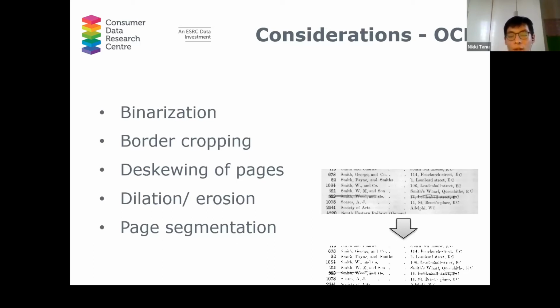And so dilation or erosion is a process of correcting that. But we found that it didn't really matter for our case, because luckily for us, 1880 makes the documents relatively modern, so it wasn't susceptible.